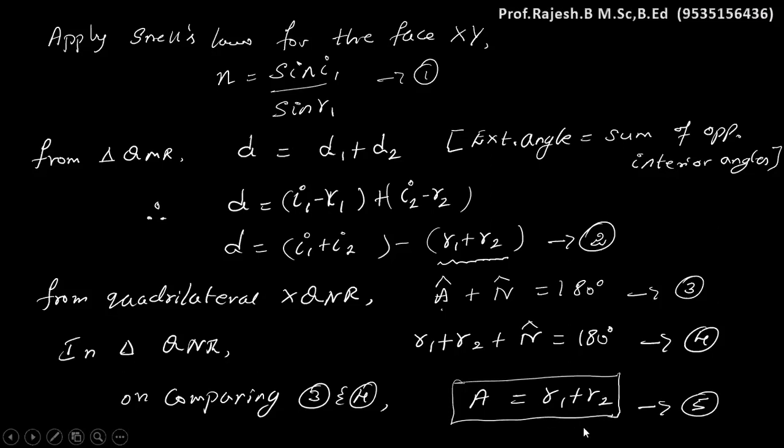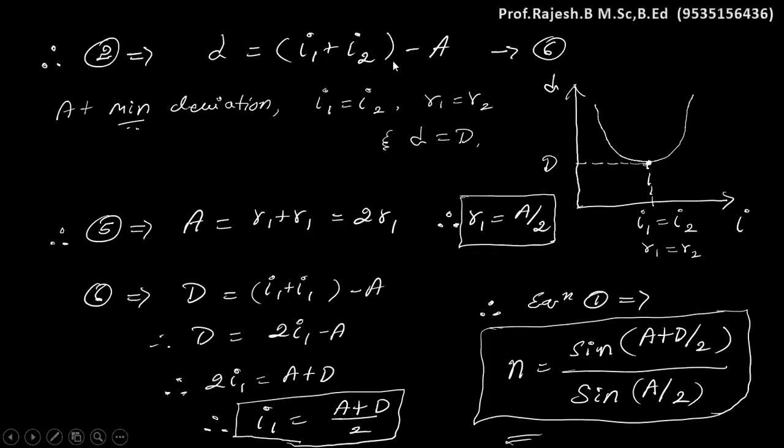Now I am substituting this A value in equation 2, so it becomes like this. I call it equation 6. Now for the minimum deviation condition, at a particular angle of incidence, the incidence and the emergence angles will be equal and both the refracting angles are also equal. At that point we get the minimum deviation value.